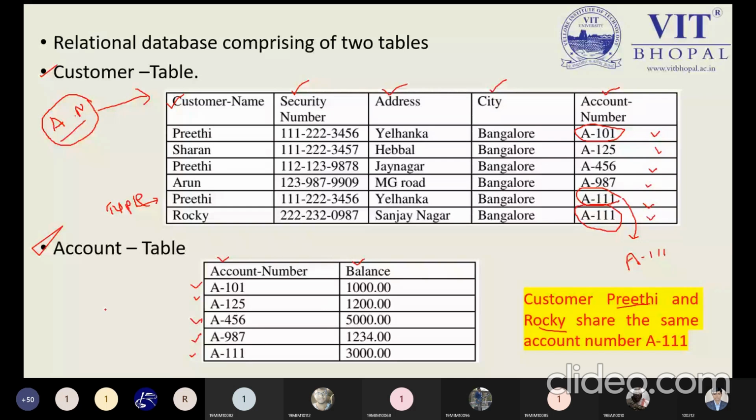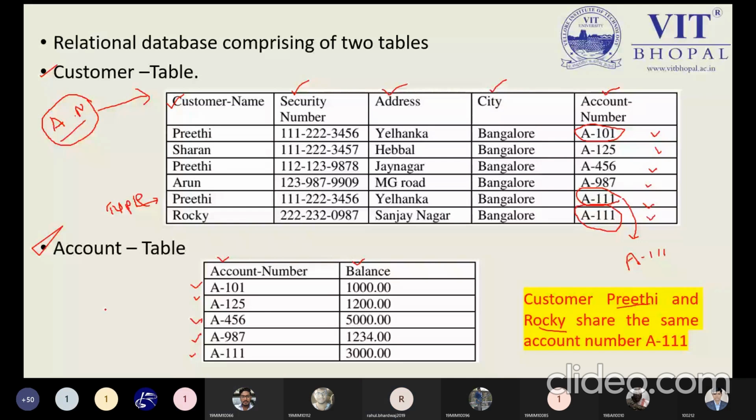No student asked me this question, sir. We have only five records or five tuples in the account table, but in the customer table we have all six. Tell me why it is so. Just tell me why it is so. Sir, there is no such duplication, sir, duplicate account number. Yes, of course.